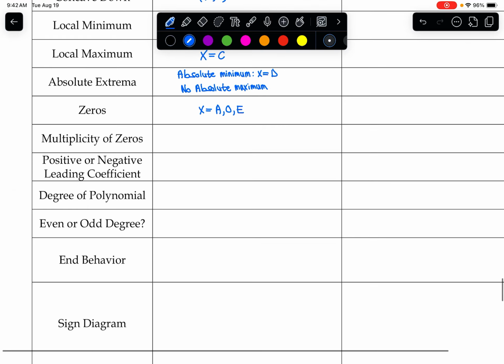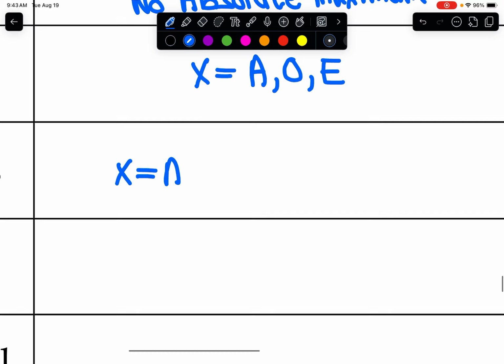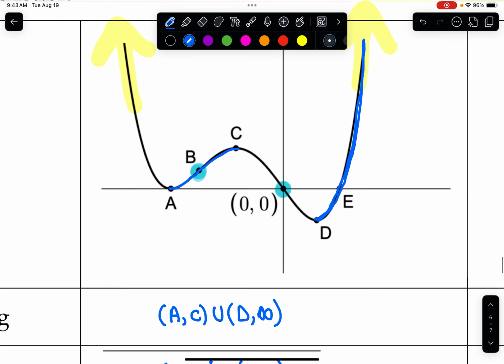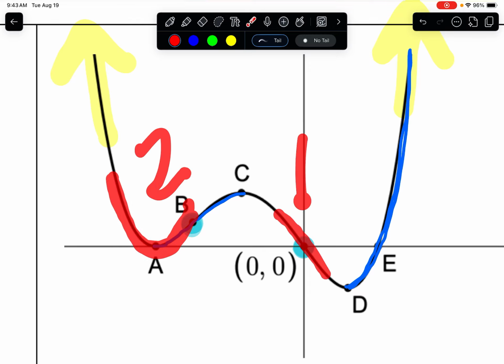Now the multiplicities. I know we haven't necessarily talked about this in detail, and we're going to get more into this later on. But this is going into the cross, bounce, and wiggle that you have done hopefully in Algebra 2. So we're going to look at your zeros: x equals A, x equals 0, and x equals E. If you don't remember this, that's okay. If I look at A, we're going to bounce off A, which means it has a multiplicity of 2. Because I cross through 0, that's a multiplicity of 1. And we cross through E, which means we have a multiplicity of 1 here.